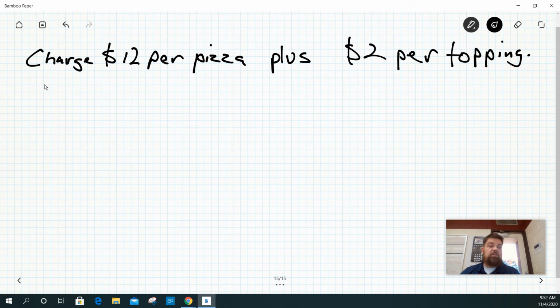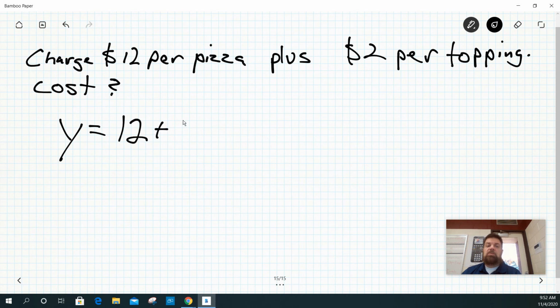Let's write an equation of the cost. So what does that mean? Well, I want to figure out the cost of one pizza. I'm going to do an equation of the cost of one pizza. So right off the bat, I'm going to have to pay $12 plus $2 per topping, right? I'm going to let the number of toppings be X. And then the cost is going to be Y.